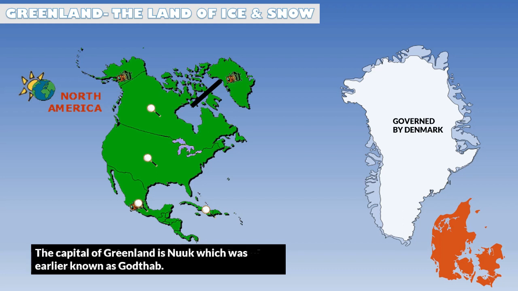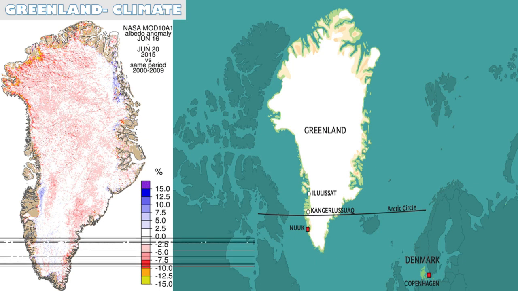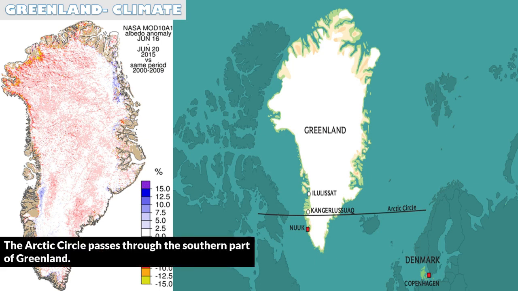The capital of Greenland is Nuuk, which was earlier known as Godthåb. So which is the capital of Greenland? The capital of Greenland is Nuuk, which was earlier known as Godthåb. Now let us know about the climate of Greenland. The Arctic Circle passes through the southern part of Greenland. Therefore, most of the Greenland lies in the frigid zone in the northern hemisphere.